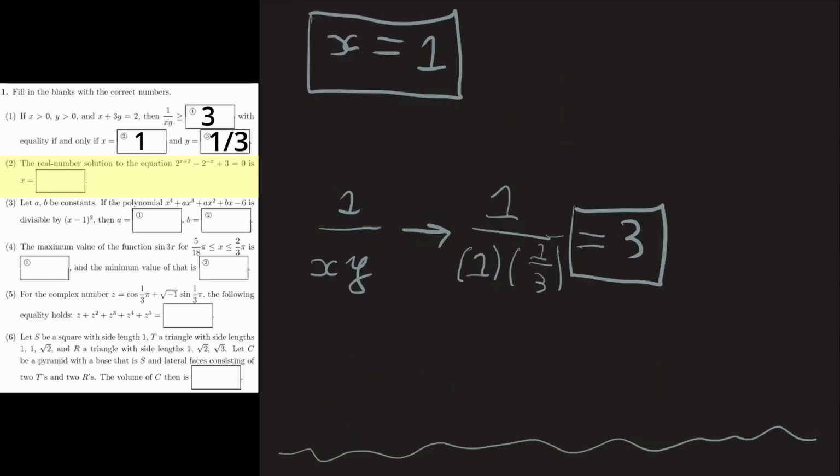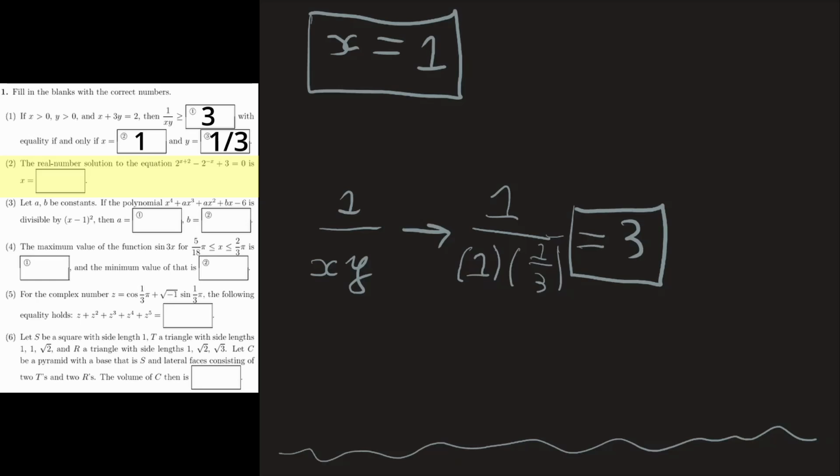So next is question 2, which says the real number solution to the equation 2 to the power of x plus 2 minus 2 to the power of negative x plus 3 equals 0 is x equals blank.